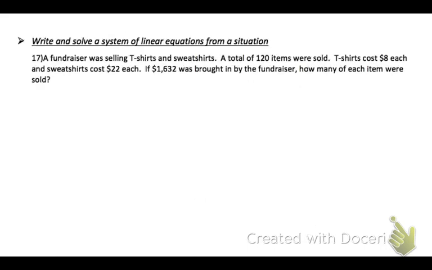Let's look at number 17. So a fundraiser was selling t-shirts and sweatshirts. A total of 120 items were sold. T-shirts cost $8 each. Sweatshirts cost $22 each. If $1,632 was brought into the fundraiser, how many of each item were sold?